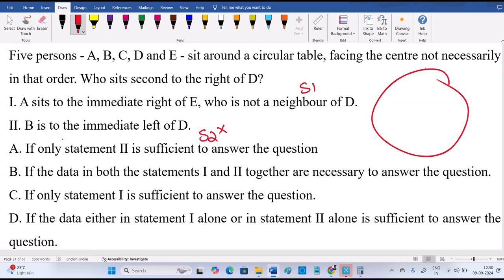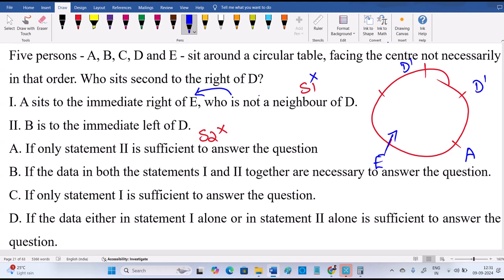One alone: we have only 5 people, 5 slots. Here, A sits immediate right of E. E, immediate right is A. E is not a neighbor of D. D can come here or D can come here. Those are the possibilities, so I'm writing D with a dash, meaning D's place is not fixed. So one alone also not possible. There are two chances for D to occur.